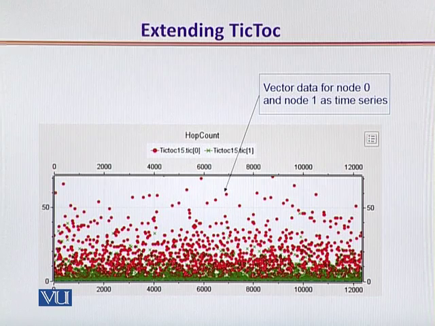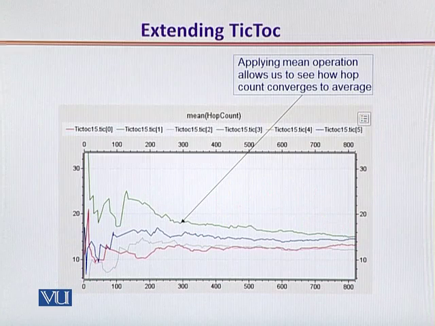Here you can see that there is a lot of fluctuation in the hop count traversal for node 0 and node 1. So far, this does not make much sense because we are just seeing kind of random data. If we do some processing to this data, that is, if we measure the mean of it, it allows us to see how the hop count converges to the overall average of all the nodes.